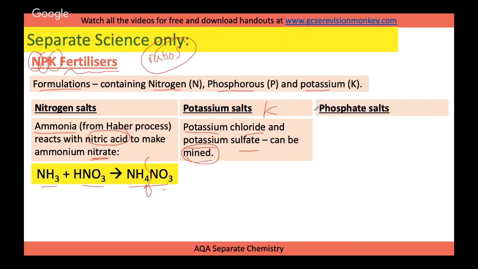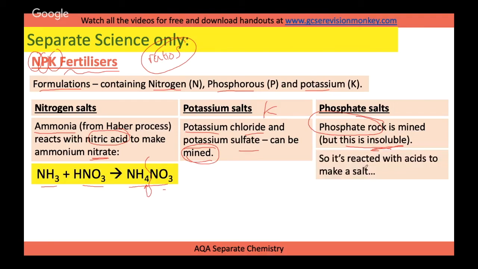This one's where it gets a little bit more difficult, the phosphate salts. So phosphate rock can be mined, but it is insoluble, it doesn't dissolve. So this is one that you might want to come back to at the end of the video if you're struggling with this bit. So it's reacted with acids to make the salts for the fertiliser.